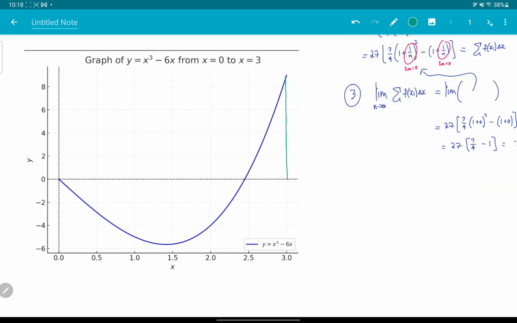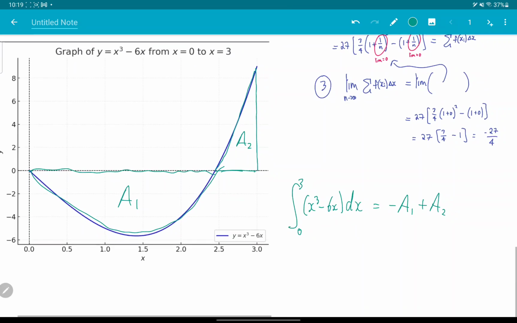So my calculation I just did was, I have these two areas here, which are positive numbers. And the definite integral I just calculated was giving me negative a1 plus a2. And we got minus 27 over 4.